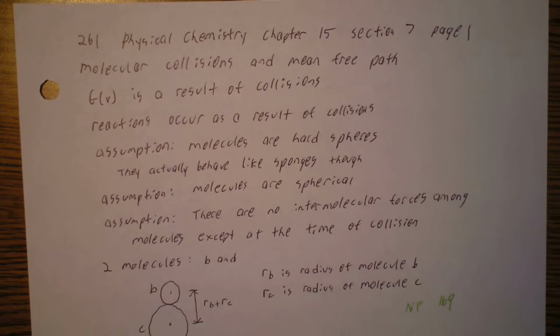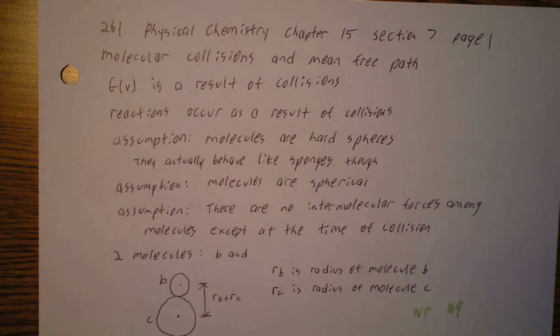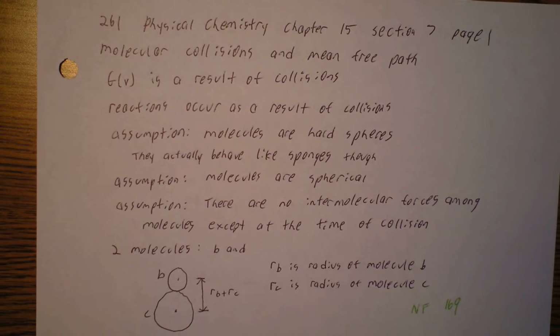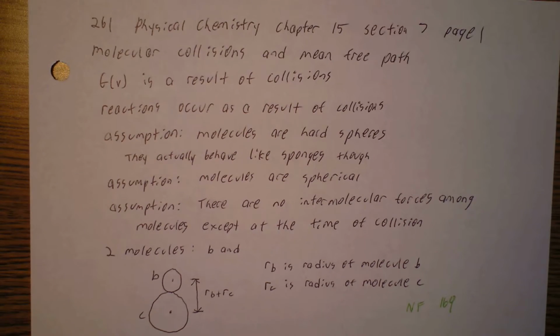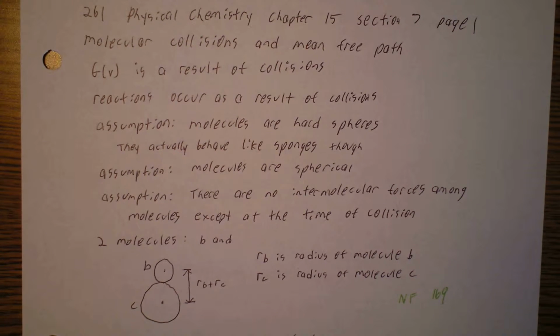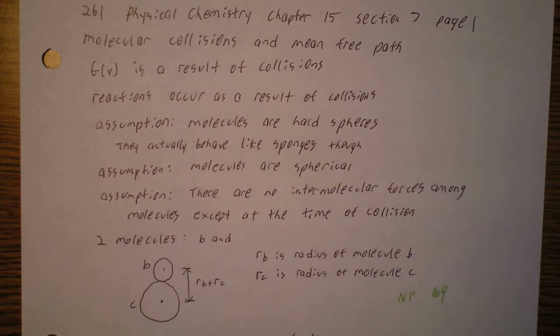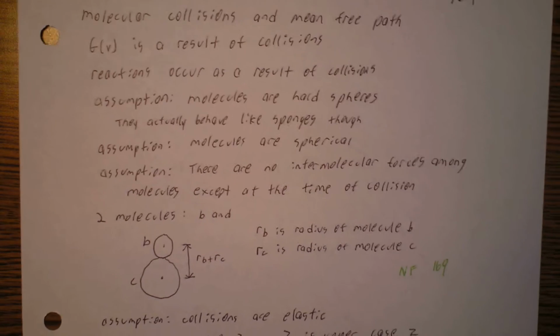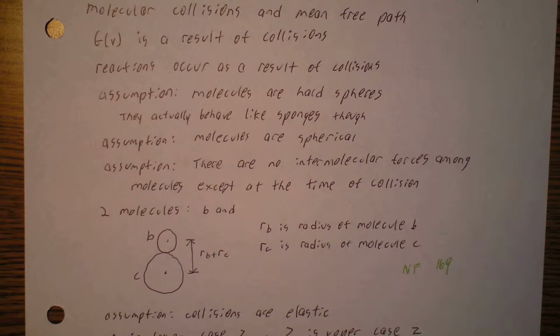Now reactions also occur as a result of collisions, which is why we're learning this even in a chemistry class, because these collisions enable chemistry. Now, one assumption we've been making is that the molecules are actually hard spheres. In reality, they come in different shapes, of course, and they can actually behave more like sponges than a hard sphere. Another assumption we're going to make is that the molecules are spherical. Again, they come in different shapes, but this is just to simplify the math.